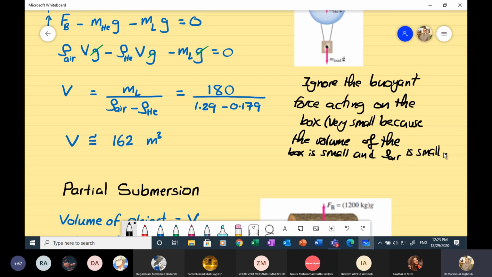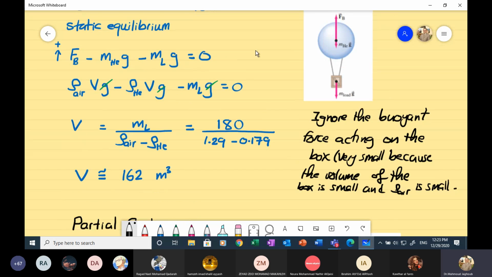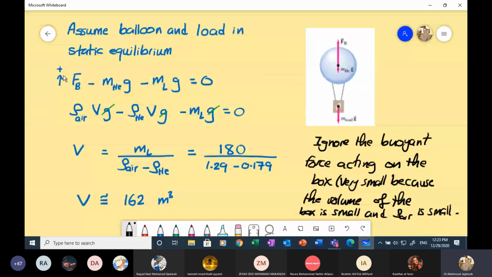يعني الرو small والvolume small, القوة كلها راح تكون small. طيب, let's do this question. Let's take upwards as positive.